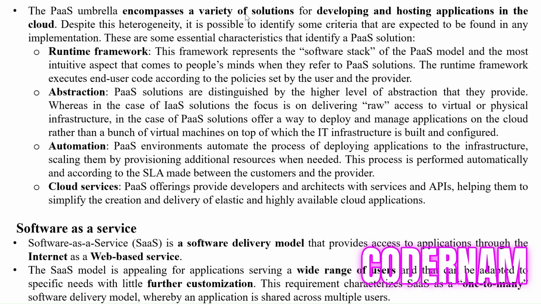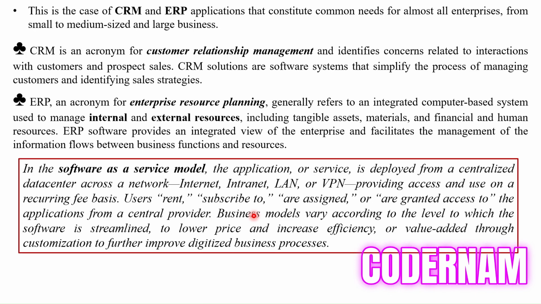Software as a service is a software delivery model that provides access to applications through the internet as a web-based service. The SaaS model is appealing for applications serving a wide range of users and that can be adapted to specific needs with little further customization. So this requirement characterizes SaaS as a one-to-many software delivery model, whereby an application is shared across multiple users. This is the case for CRM and ERP applications.